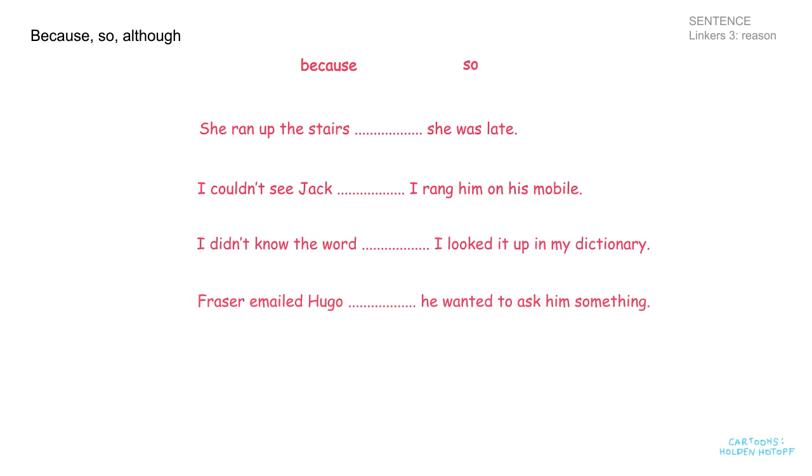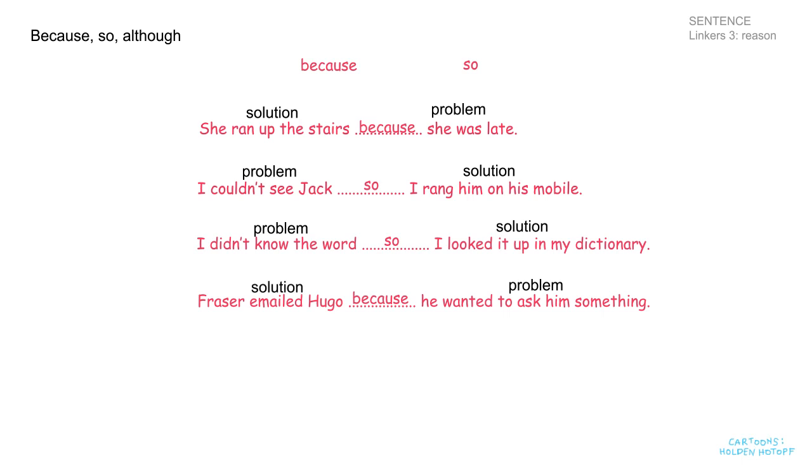First one, she ran up the stairs because she was late. Next one, I couldn't see Jack, so I rang him on his mobile, or cell phone if you like. And next, I didn't know the word, so I looked it up in my dictionary. And the last one, Fraser emailed Hugo because he wanted to ask him something. Look at those sentences again. We've got a problem and a solution, and a problem and a solution, and a problem and a solution, and a problem and a solution.